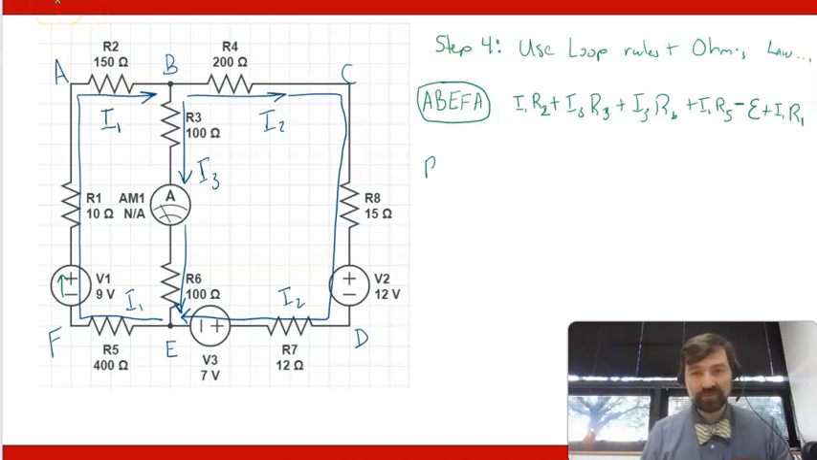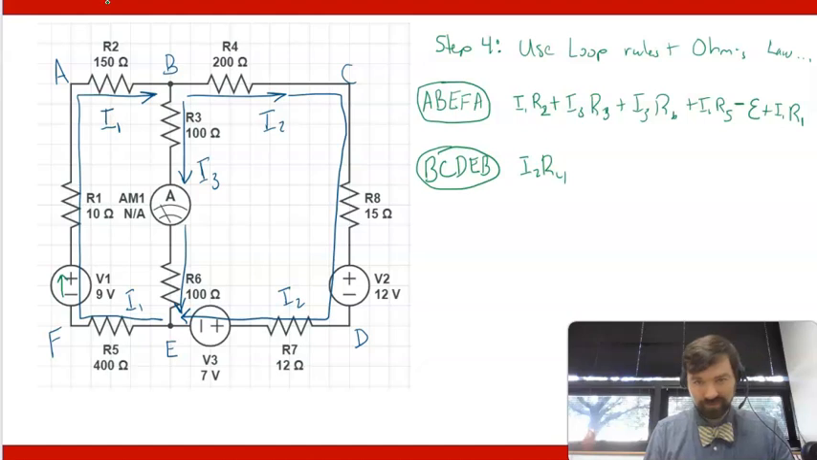So I have a loop B, C, D, E, B. And that one I go through R4 first, so I have I2, R4. Then I have R8, so plus I2, R8, going from plus to minus terminal inside of this battery. So this is EMF number 2. I'm going through R7 in the same direction as current I2.